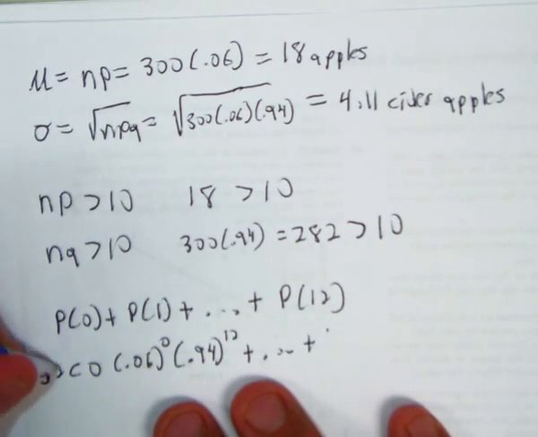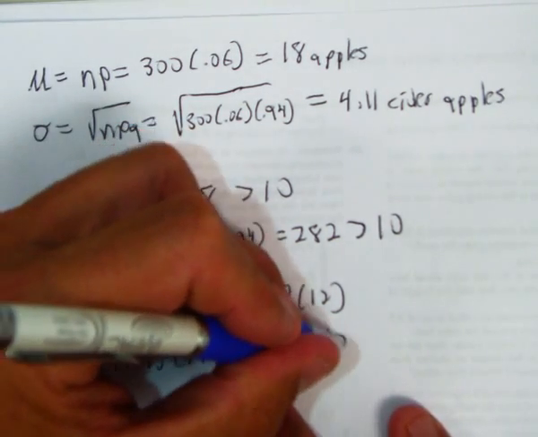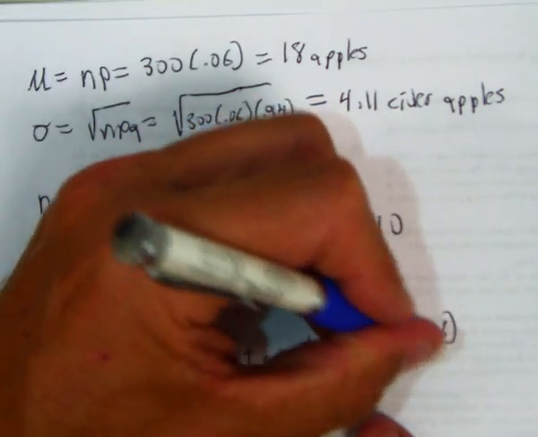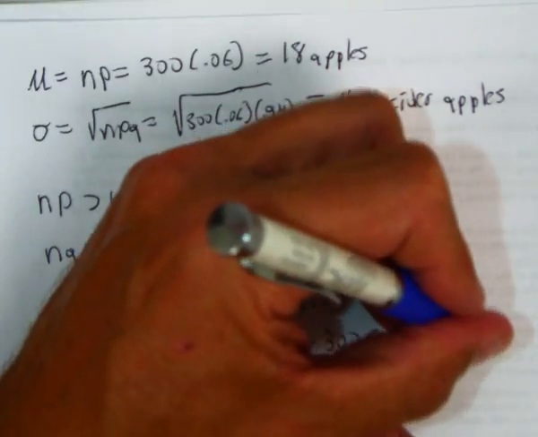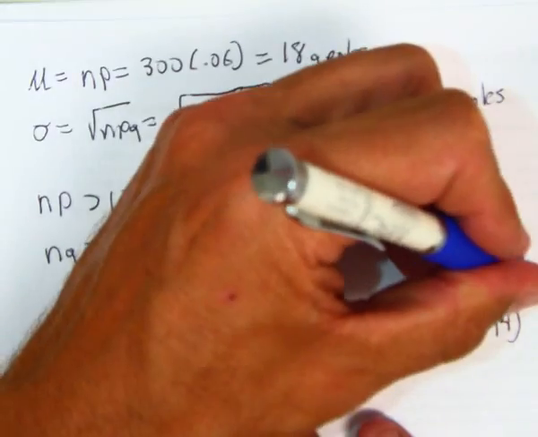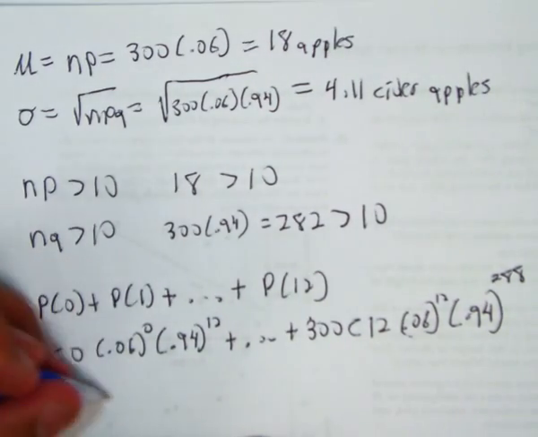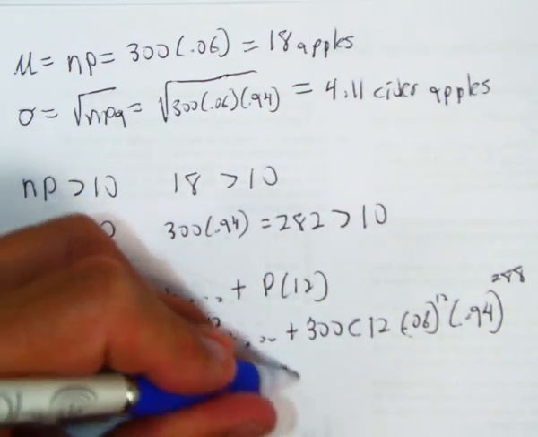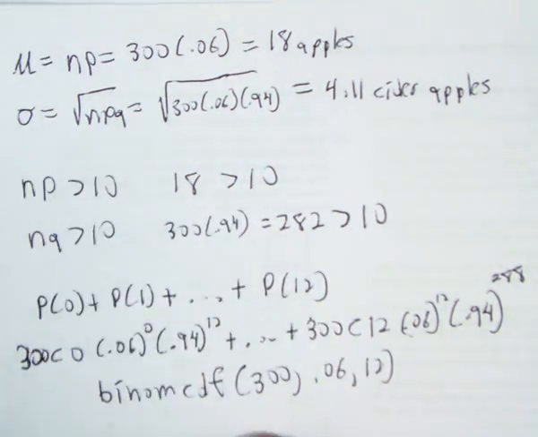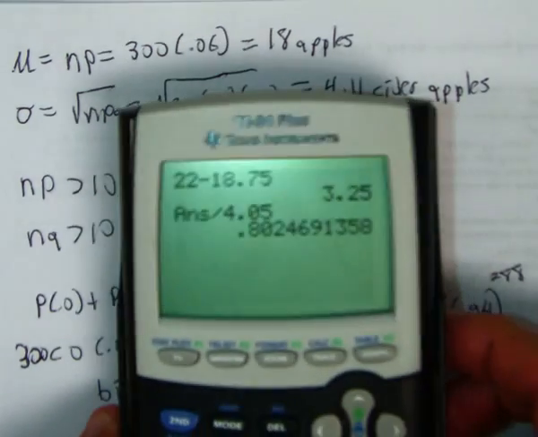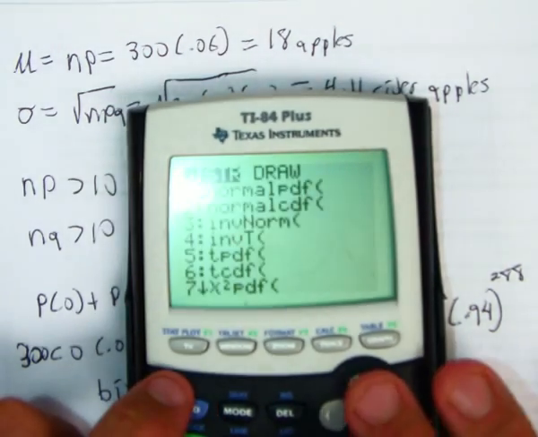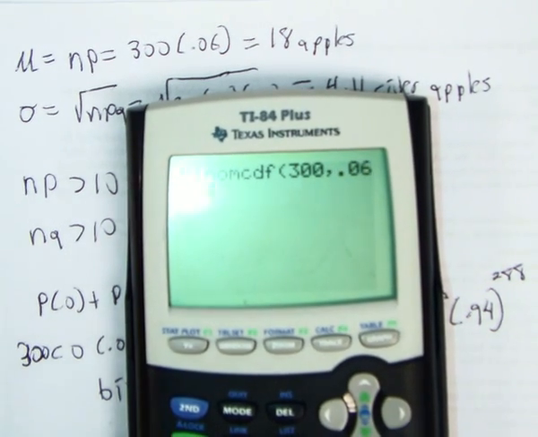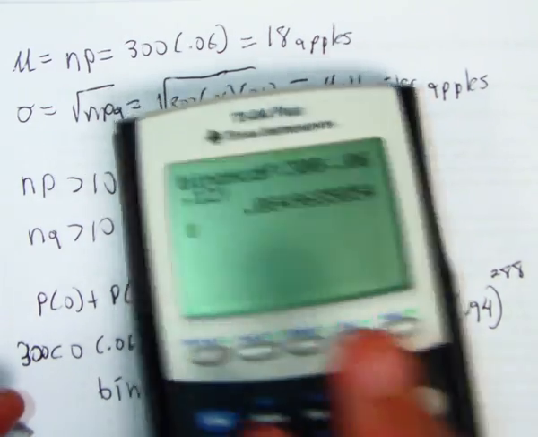I'm sorry, this would be 300 choose 0. And this would be 300 choose 12, and you would have 12 cider apples, and this would be 288 that weren't cider apples, and this is just binomcdf. You're going to do 300 comma 0.06 comma 12, and if you do that out, that's one way of doing it. You get about 0.085.